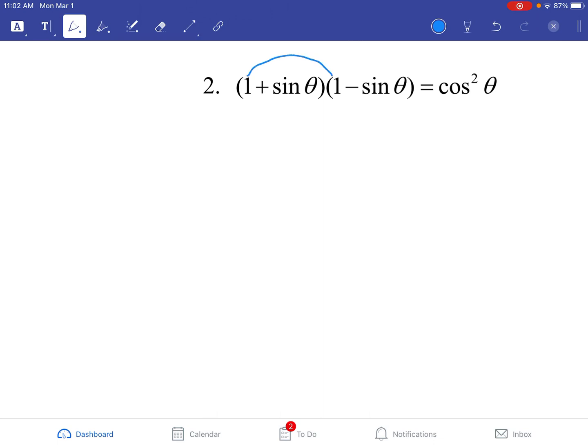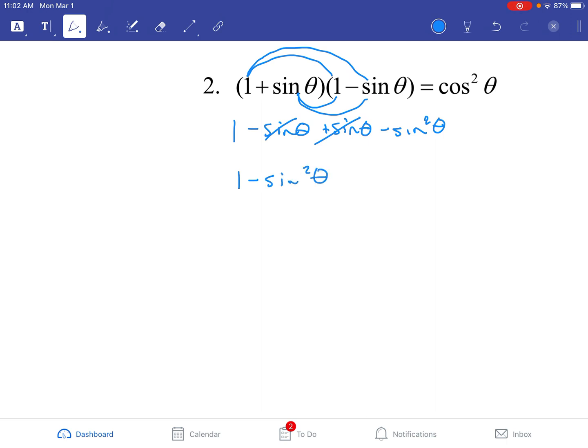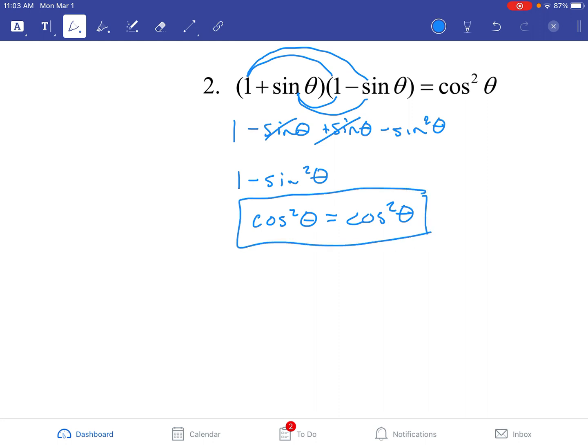So 1 times 1 is 1. 1 times negative sine is negative sine theta. Sine times 1 is positive sine theta. And sine times negative sine is negative sine squared theta. Okay, the two terms in the middle, because they're opposites, cancel each other out. We're left with 1 minus sine squared. And 1 minus sine squared theta is a Pythagorean identity. 1 minus sine squared is equal to cosine squared, which equals cosine squared. So now we know we're done.